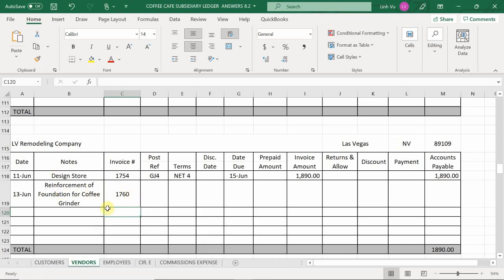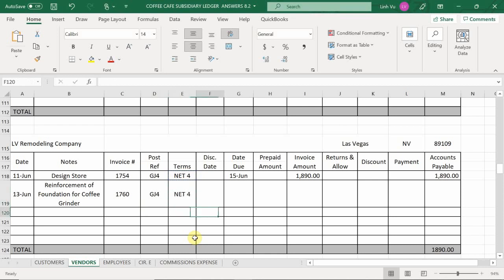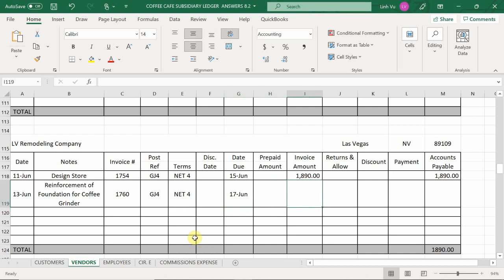All right, so again, 1760, General Journal 4. And we have days to pay. So in this case, no discount, but when do I actually have to pay? The 17th of June, okay? So then what is going to be 1560? And again, we didn't make a payment.